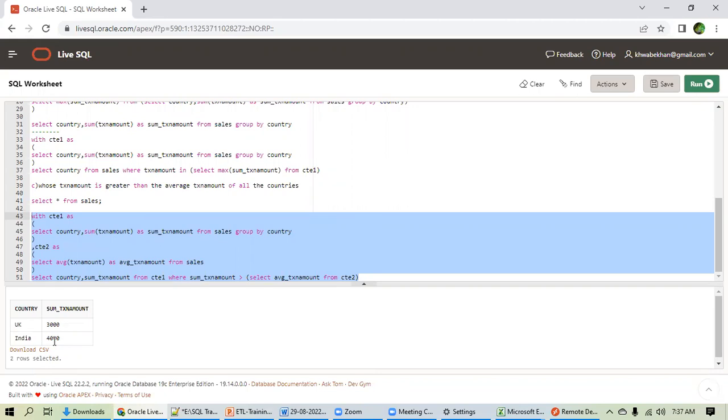Tanvir asks: in line 14, in CT2, we are sending average underscore transaction amount as a column to CT2, right? In line 51, after the greater than, we again have to write select average amount from CT2. Is there any way to directly write greater than CT2? Because CT2 is a virtual table, we again have to write it.